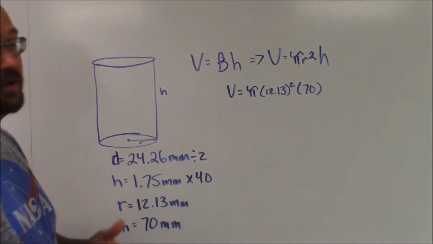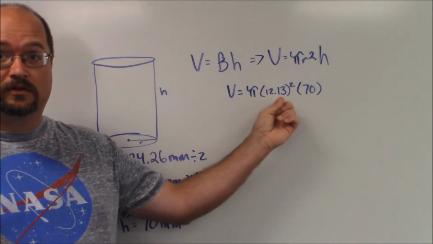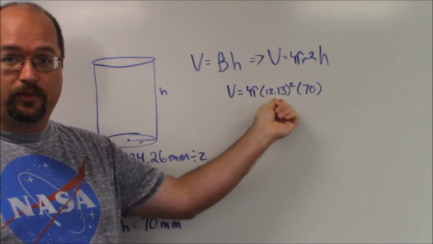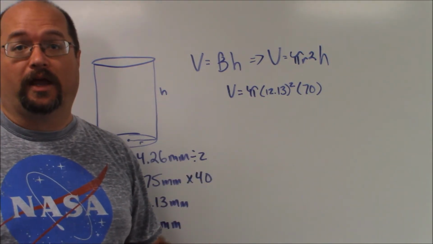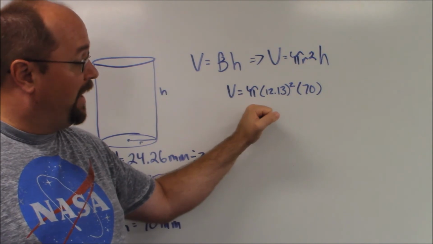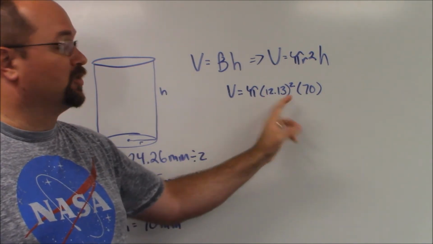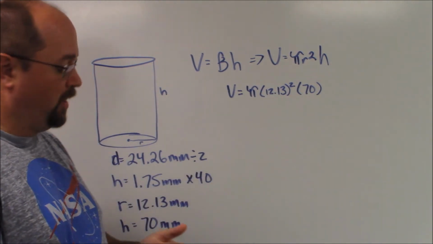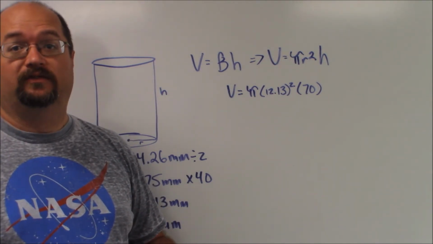So remember, when you're keying this into the calculator, square your radius first. Do not do pi times 12.13 squared times 70, because if you key it in that way, you're not squaring 12.13, you're squaring pi times 12.13, which is going to be around 36. You're going to square that number, not 12.13, and you'll get an incorrect answer. All right, so go ahead and pause the video, do your computations, and then verify that you get the correct answer.